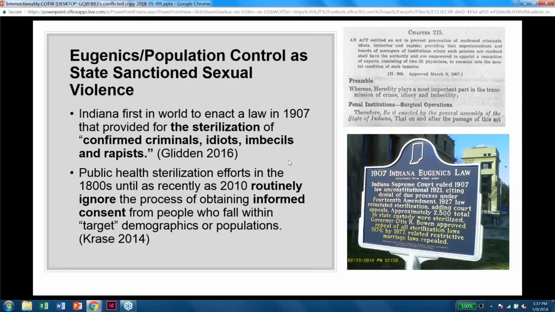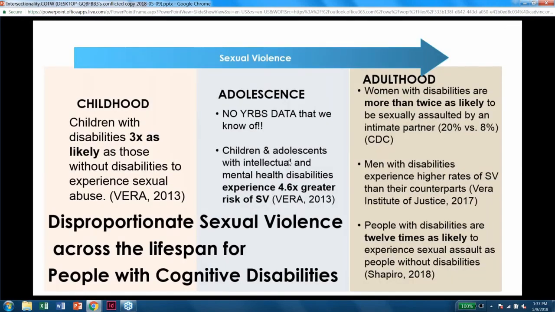So you're actually going to see this slide from Jane. So I'm just going to move on to this slide and tell you a little bit more about what happens inside institutions and what happens as a result of generational isolation and poverty and early death. Disproportionate sexual violence across the lifespan for people with cognitive disabilities. On the left, under the heading Childhood, children with disabilities are 3 times as likely as those without disabilities to experience sexual abuse. VERA 2013. In the middle, under the heading Adolescence, no YRBS data that we know of.